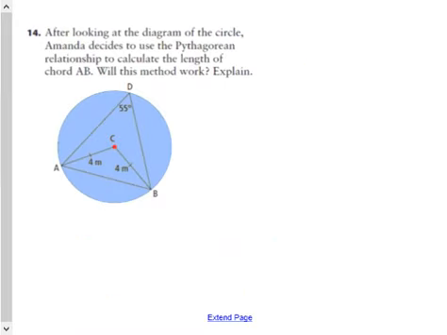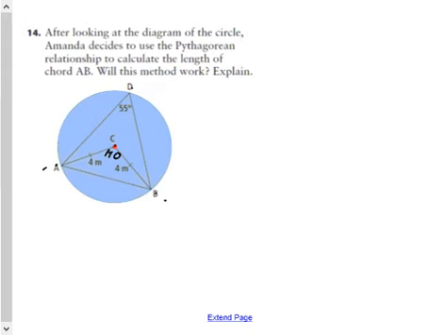Question 14, after looking at the diagram of the circle, Amanda decides to use the Pythagorean relationship to calculate the length of chord AB. Will this method work? Let's see. What is the measure of that central angle right there where the black dot is? Dawson, how many degrees is that black dot angle? No clue. Chloe, how many do you think? That's right, 110 degrees, because A and B are connected to D, making it inscribed at 55. And A and B are also connected to the middle, making it central and double 55, 110. You with me so far?